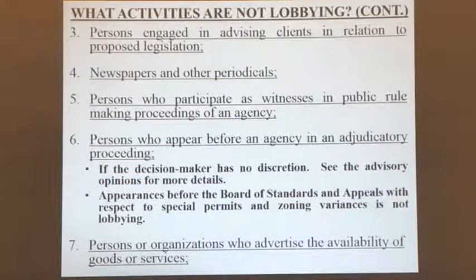Number 5, persons who participate as witnesses in public rulemaking proceedings of an agency. Last year we changed our rules in their entirety. We had a public hearing. People were invited to come in and testify, make their recommendations, make their comments on our proposed changes. Those individuals were not required to report that. Were they attempting to influence a government official with respect to a rule having the force and effect of the law? Yes, because they were at our hearing.